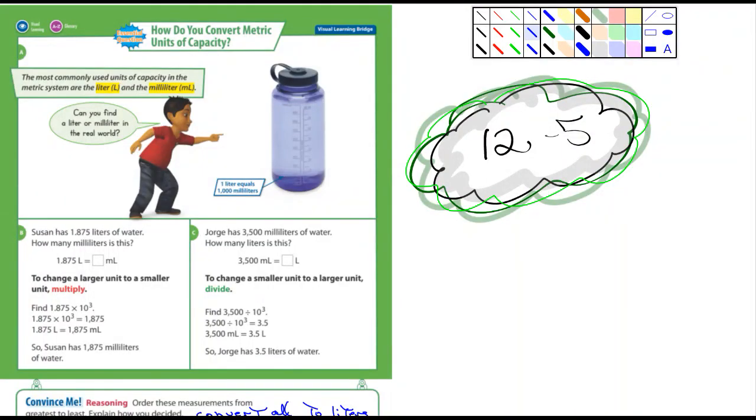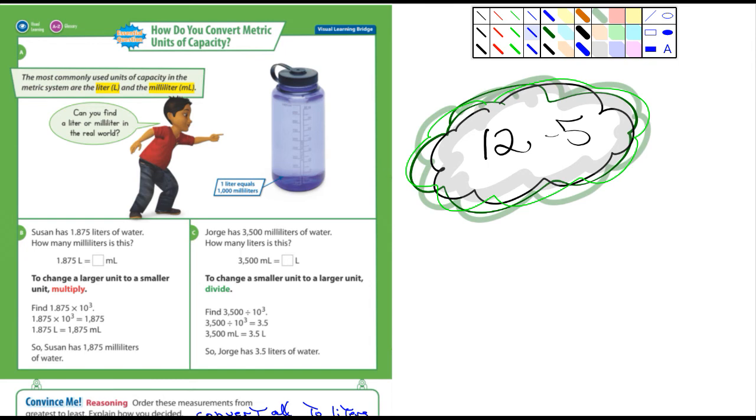Okay, fifth graders, starting 12-5 here, and we're converting metric, and this time it's not units of length, but units of capacity. So we're talking about liquids here. And in this section, it's kind of nice, they're only using two units of capacity, and that would be liters and milliliters. And there's 1,000 milliliters in 1 liter. And so when you're doing the conversion, you're simply going to be either multiplying or dividing by 1,000 here.